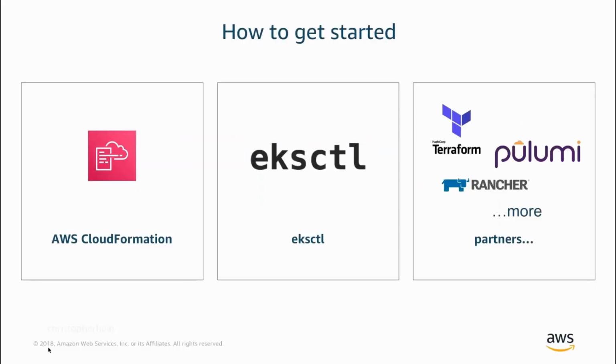So how do you actually get started? We've made it incredibly simple to deploy your cluster and all the resources using AWS's CloudFormation. We'll show a little bit more about this in a minute. You can also use a tool called EKS-CTL, which was built in partnership with Weaveworks, and it's a CLI tool that you can use that will automatically provision your clusters for you. Or you can use any number of partner solutions, such as Terraform, Pulumi, or Rancher, to deploy clusters from those tools.